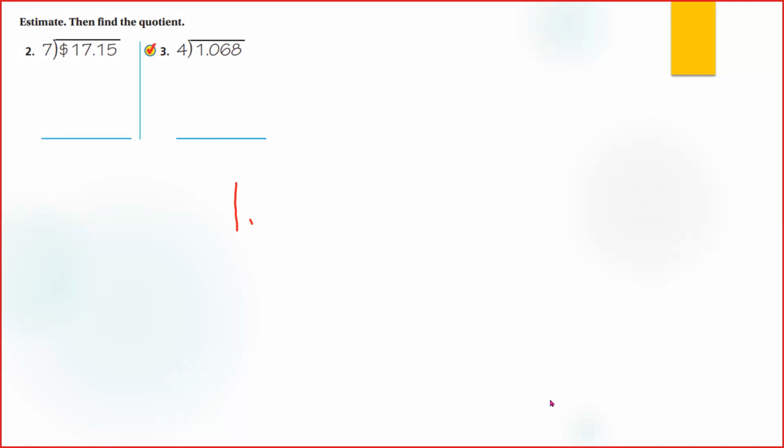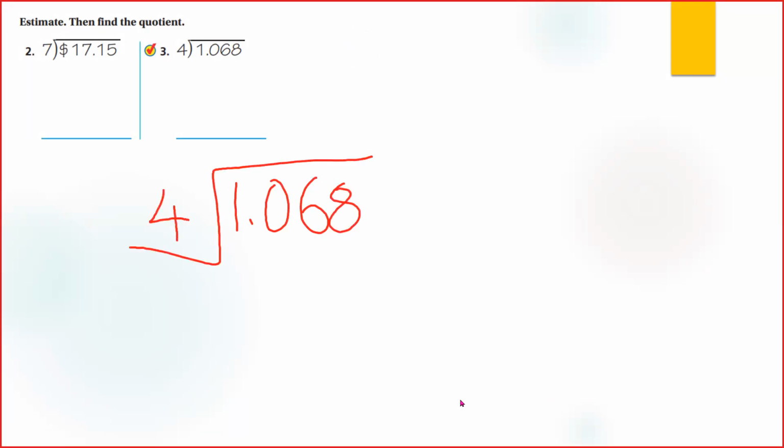Now, here, what do we have? We have this one divided by 4. Now, as you see here, if you want to estimate it, how can you estimate 1 divided by 4? What is the best estimation? But can you divide 1 over 4 without remainder? Can you divide 1 by 4 without remainder?